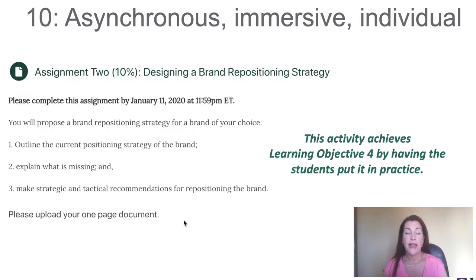Now we come to the first assessed or graded activity that we've seen so far, which is an individual activity to design a brand repositioning strategy. It's a one-page. It's very immersive, but it is individual. So they think of a brand of their choice, put all their learning into practice for learning objective 4, and create a one-page that then again they could comment on if you wanted to. This one I've had graded, so I have no comments available for this one.